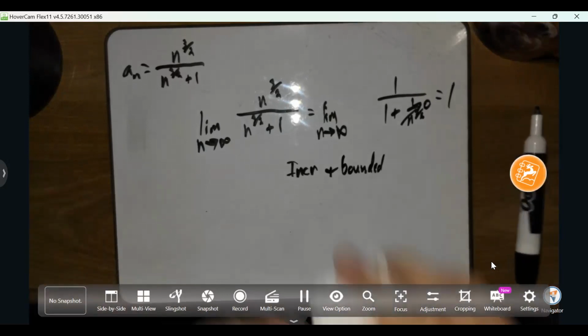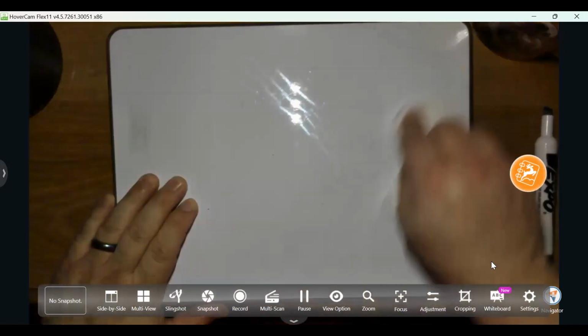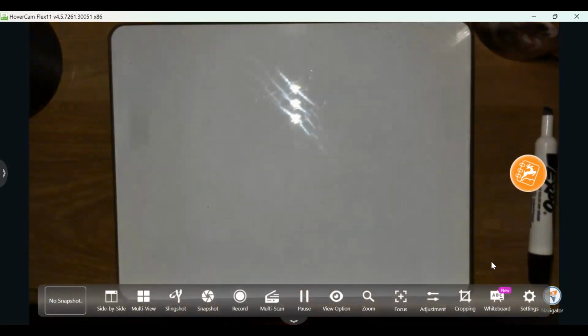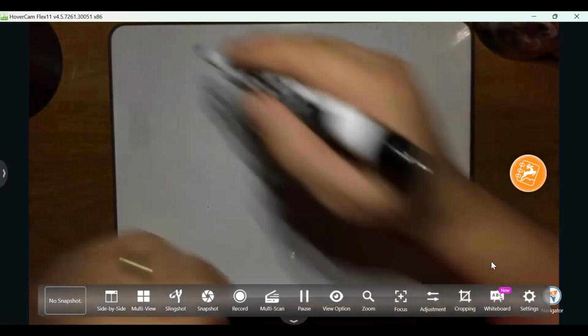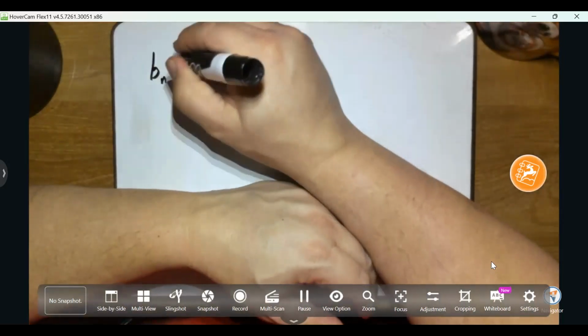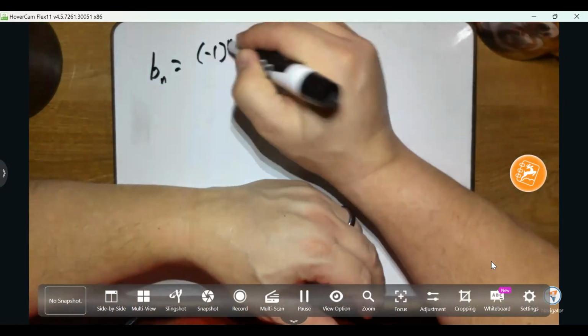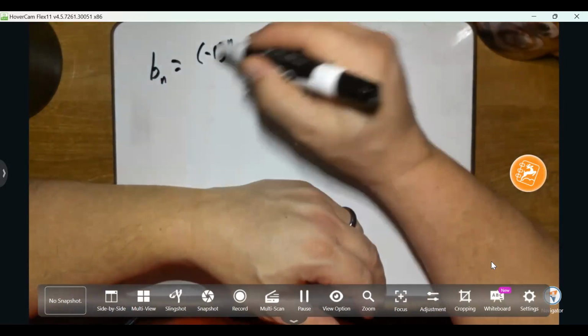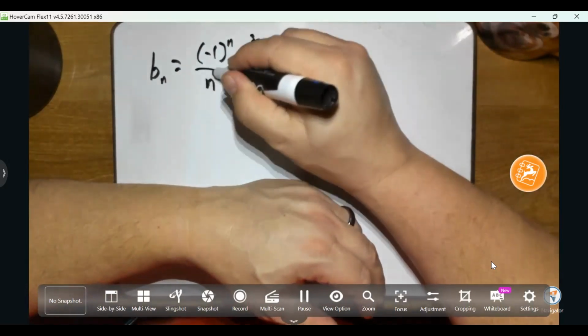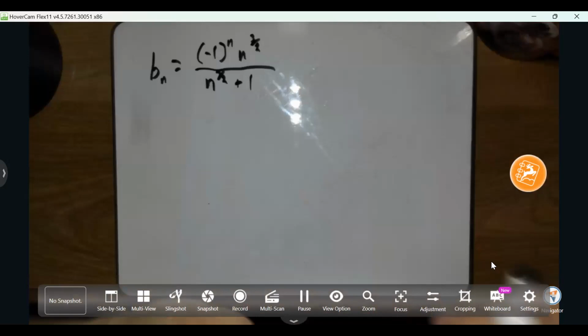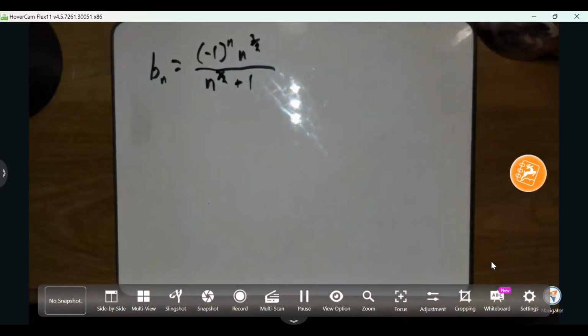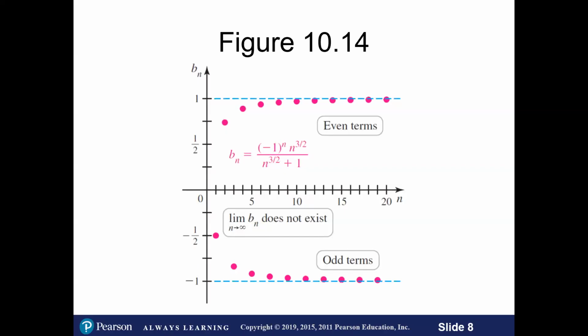Okay. For the next one, we're going to look at a slightly different one. So we're going to look at b sub n equals. Now we're going to throw a minus 1 to the n in there. All right, so for this one, you probably want to plot out some terms in here to see what's going on, because this is a little more complicated.